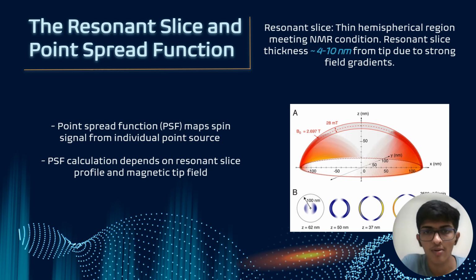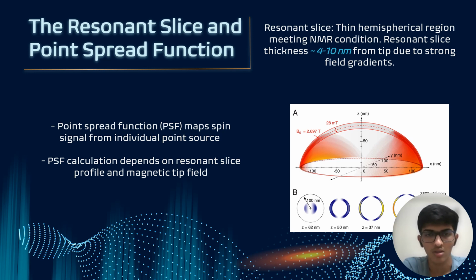So let's talk about the resonant slice. As I said earlier, the concept of resonant slice plays a crucial role in imaging. This refers to a thin hemispherical region around the magnetic tip where the nuclear spins of atoms resonate with the external magnetic field. The thickness of this resonant slice is typically between 4 to 10 nanometers, dictated by a strong magnetic field gradient near the tip.